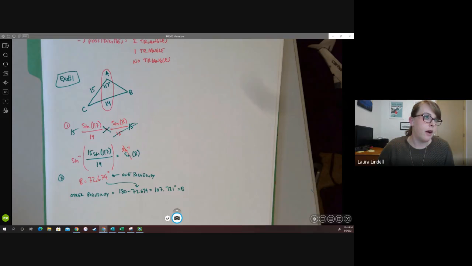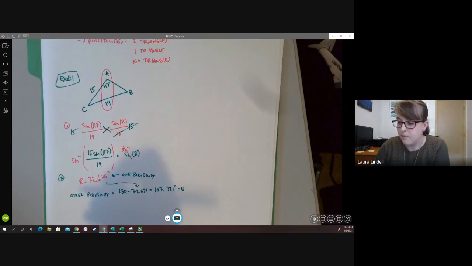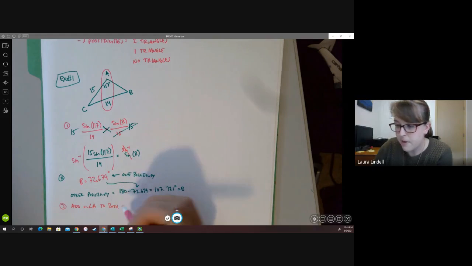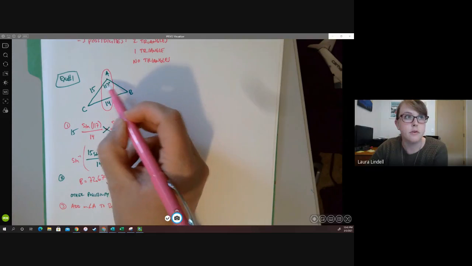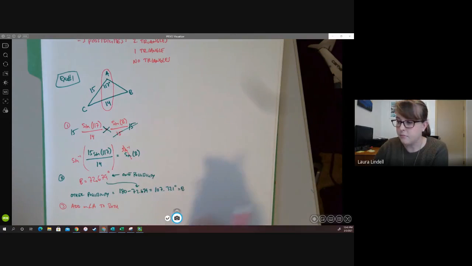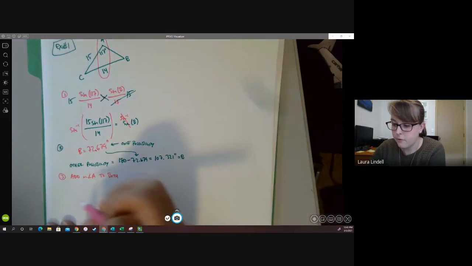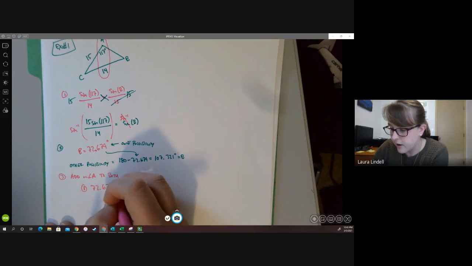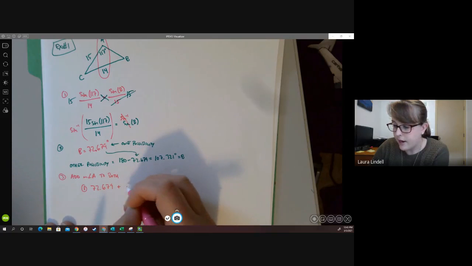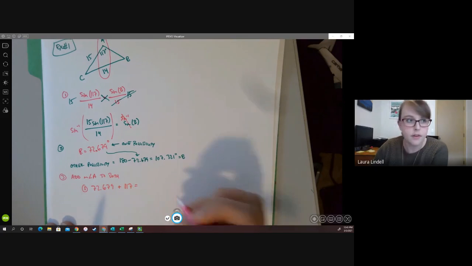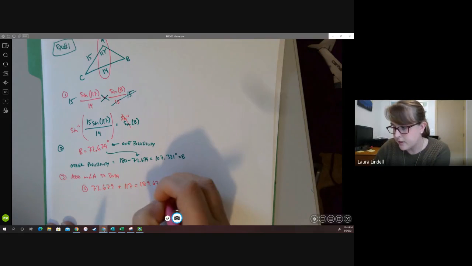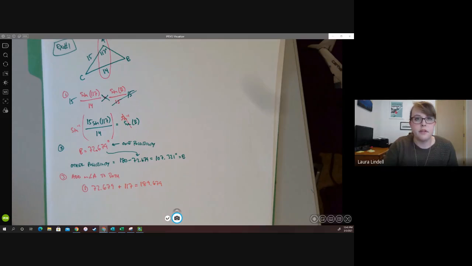And so in order to figure out if they both work, step 3, you have to add the measure of angle A to both, or the measure of whatever angle you have here. So if you have angle A, that's the one that you add to both of these. So for your first possibility, we had 72.679. And to that, I would add angle A, which was 117. And we get 189.679. Does anyone see a problem with that?